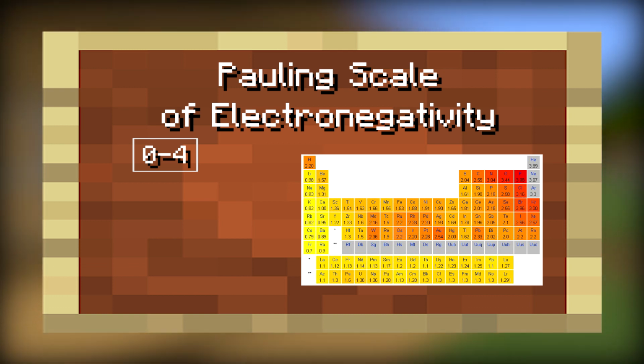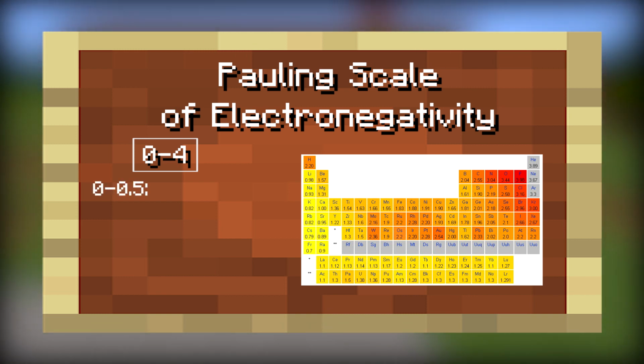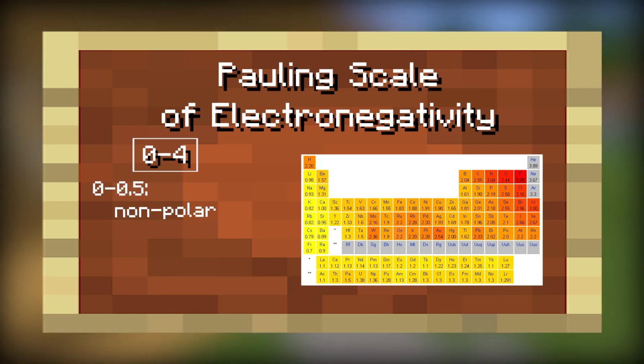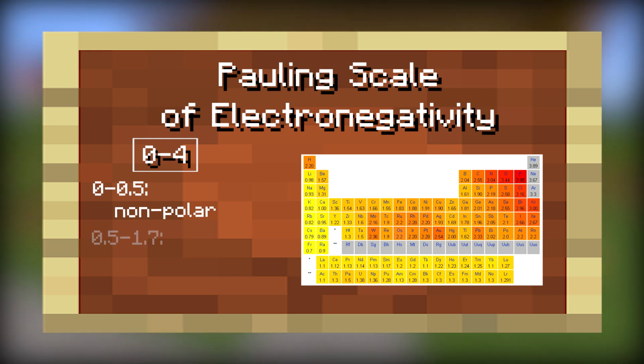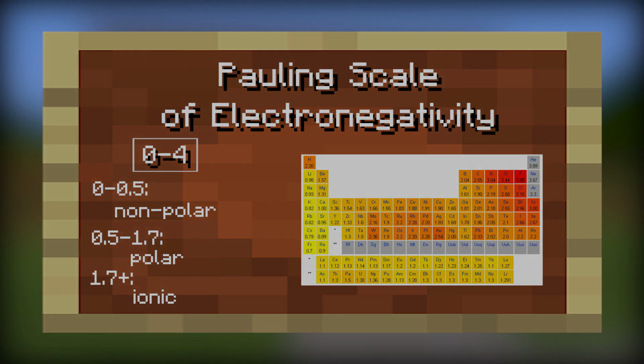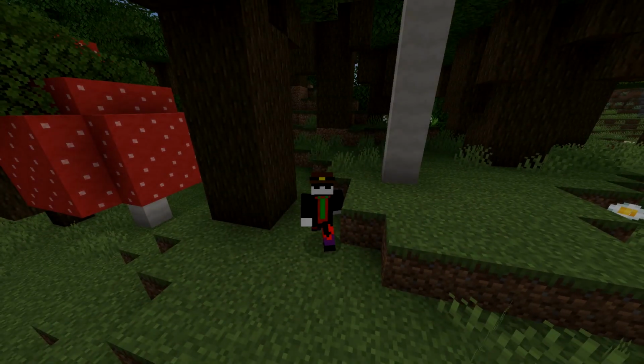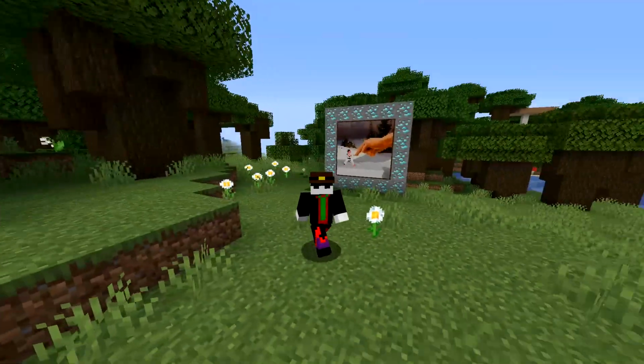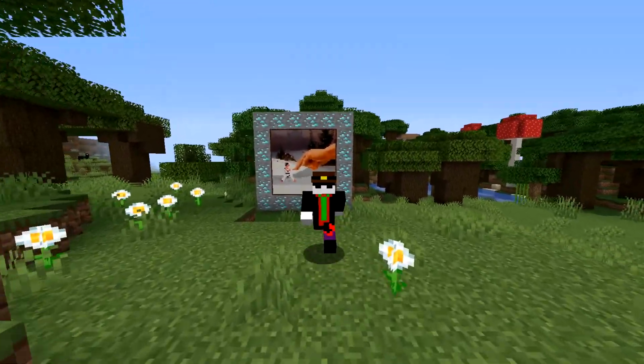If the difference of electronegativity is between 0 and 0.5, the molecule is nonpolar. If it's between 0.5 and roughly 1.7, it's polar. Anything more than 1.7 is ionic. Now you know the basic differences between polar covalent and nonpolar covalent molecules.